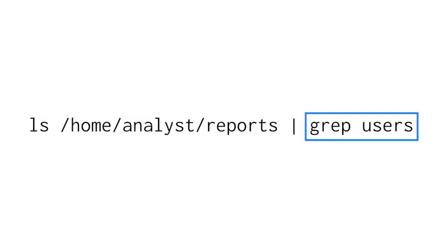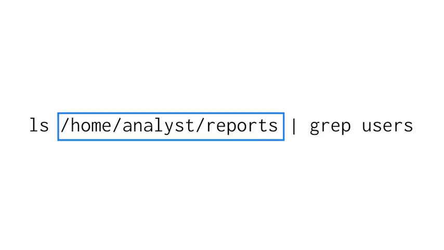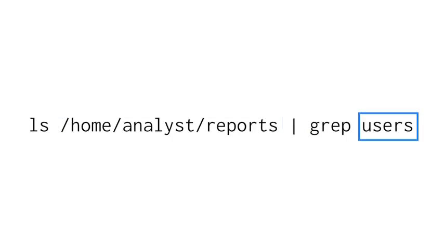In this case, it's users. But where is it searching? Since grep follows a pipe, the output of the previous command indicates where to search. In this case, that output is a list of files and directories within the report's subdirectory. It will return all files and directories that contain the word users.